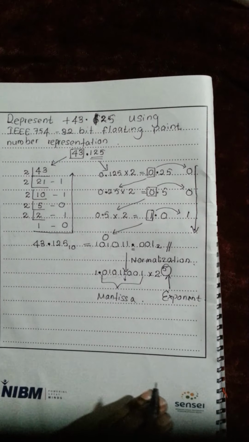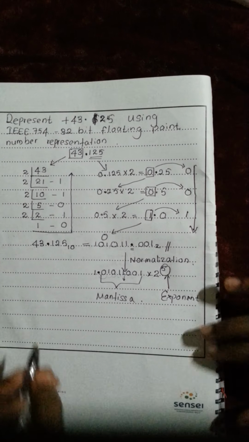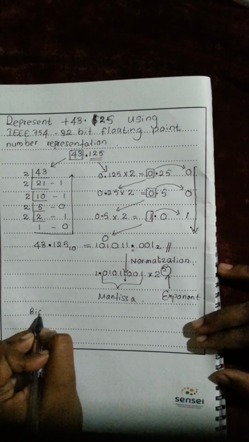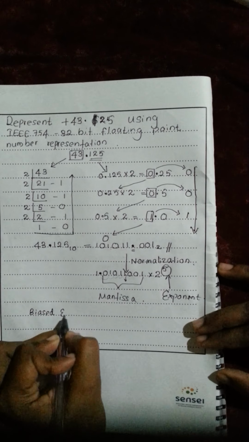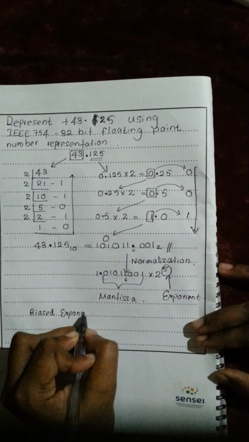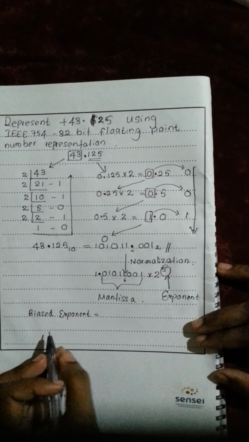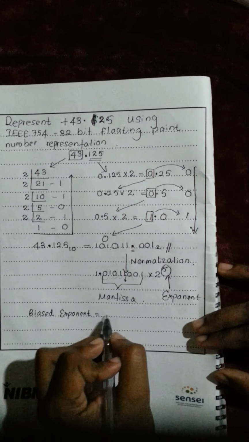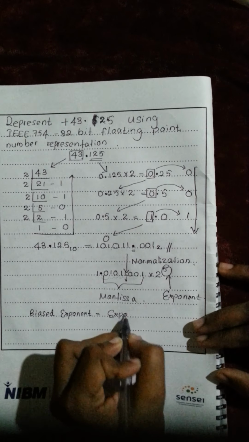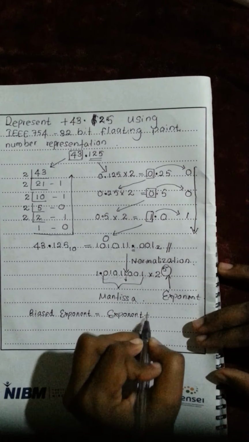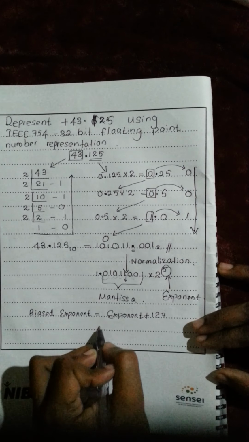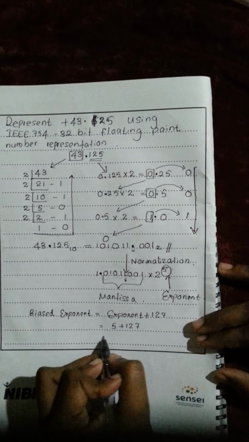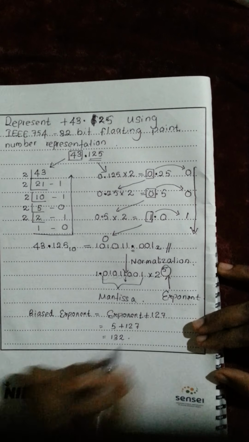I'm not going to store the exponent part inside our computer. I'm going to store the biased exponent. Therefore, the next step is to find the biased exponent. So how to find the biased exponent in 32-bit representation? I just add 127 to our exponent. What is the exponent now? 5 plus 127, I get 132.